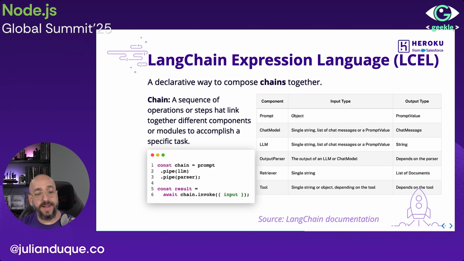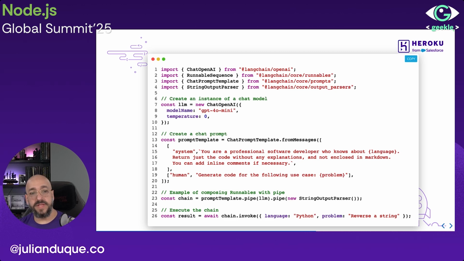And let's take a more complex example. This is kind of like an application that receives two inputs. One is a programming language, and the other input is a problem. In this example, I'm using Python as the programming language, and the problem is reverse a string, and it will return the code that solves that specific problem.